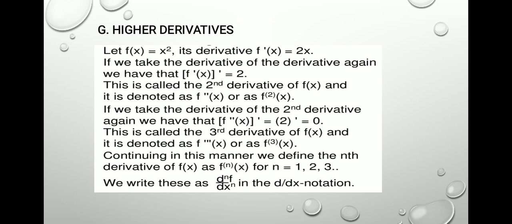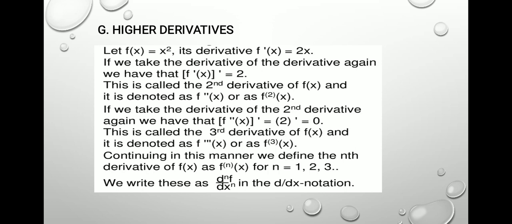Next topic is higher derivatives. Let f of x is equal to x squared. Its derivative f prime of x is equal to 2x. If we take the derivative of the derivative again, we have that the derivative of f prime of x is equal to 2. This is called the second derivative of f of x, and it is denoted as f double prime of x or as f superscript 2 of x.